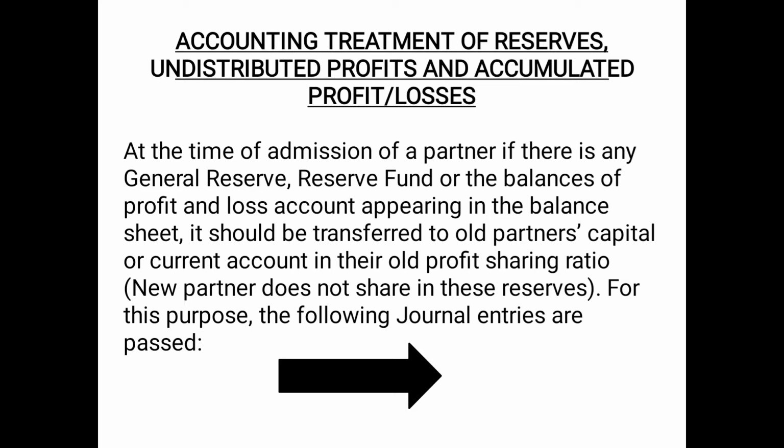It will be transferred to old partners' capital account if it is a fluctuating method and current account if it is a fixed method. And as you can see what is written in the brackets, the new partner does not share in these reserves. The reason being that these reserves are the result of the hard work of the old partners. Therefore, it needs to be distributed among the old partners only. For this purpose, the following journal entries are passed.